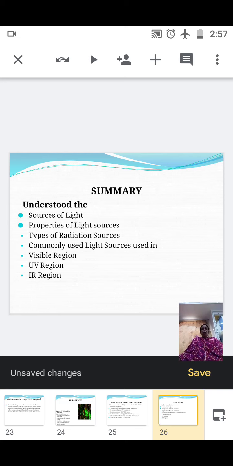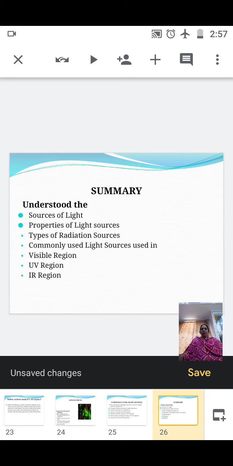Then the commonly used light sources. There are several examples of continuum sources which we have discussed: tungsten filament lamps, deuterium lamps, high pressure mercury lamps, xenon arc lamps and heated solid ceramic lamps. Among them, the tungsten filament lamps are used in the visible region. They glow at a temperature of 3000 Kelvin and produce wavelengths from 320 to 2500 nanometers, and hence they are widely used in the visible and near infrared region.